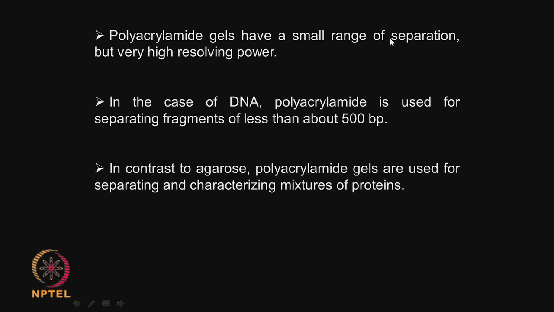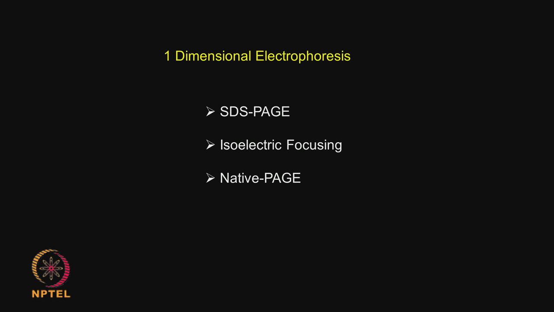Polyacrylamide gels have a small range of separation, but very high resolution. In the case of DNA, polyacrylamide is used for separating fragments of less than about 500 base pairs. In contrast to agarose, polyacrylamide gels are used for separating and characterizing mixtures of proteins. So, if you want to characterize a large number of proteins, then this is good. We have one-dimensional electrophoresis, and we also have two-dimensional. I will briefly touch upon that.